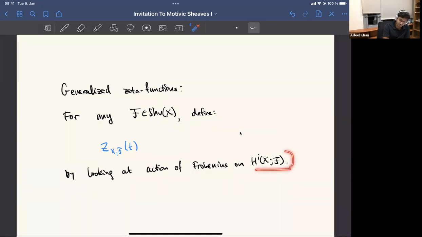Now you can look at cohomology with coefficients in F. And here I should really again be looking at X bar and looking at l-adic cohomology here. But that's a completely valid thing. I mean, Frobenius by functoriality, right? That's the point of all these upper star and lower star functors, is that functoriality will give us an action of Frobenius on this guy here.